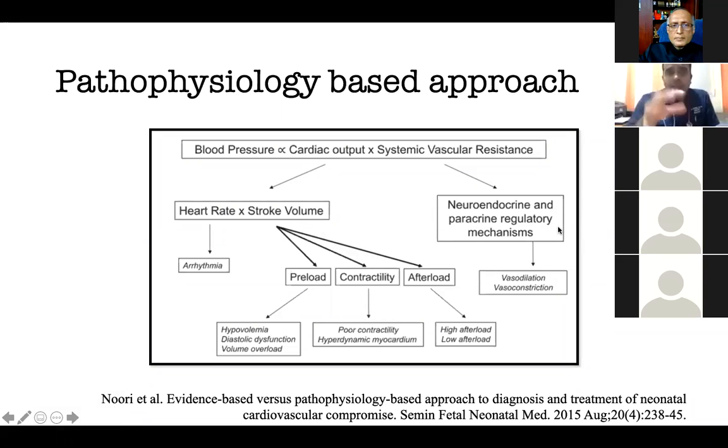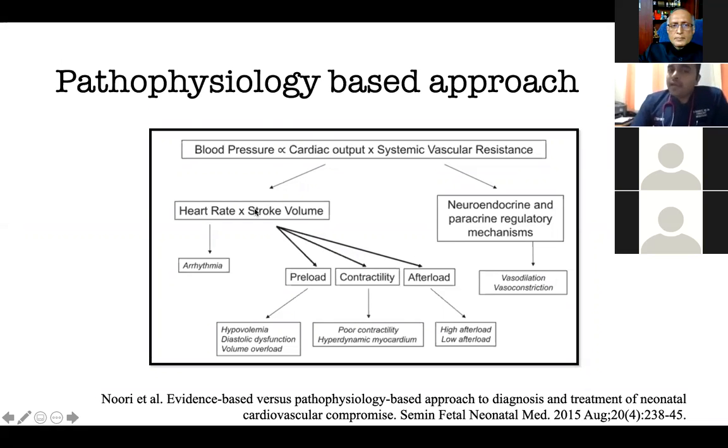manage based on this is a pathophysiology based approach described by Nouri et al. So as you all know, BP is cardiac output into SVR. Cardiac output, again, is heart rate into stroke volume. Stroke volume, the three important determinants are your preload, contractility, afterload. SVR, by neuroendocrine and paracrine regulatory mechanisms, you control the vasodilatation as well as your vasoconstriction. So if you understand the physiology, the management is also simple.